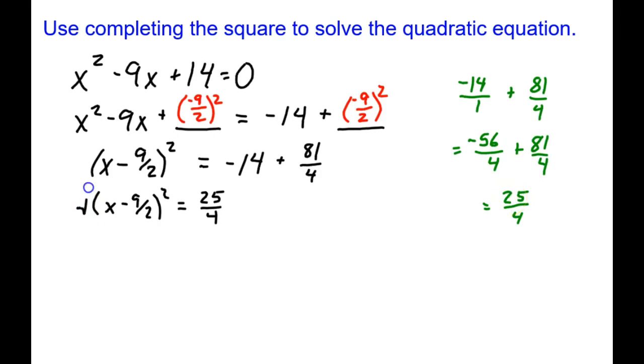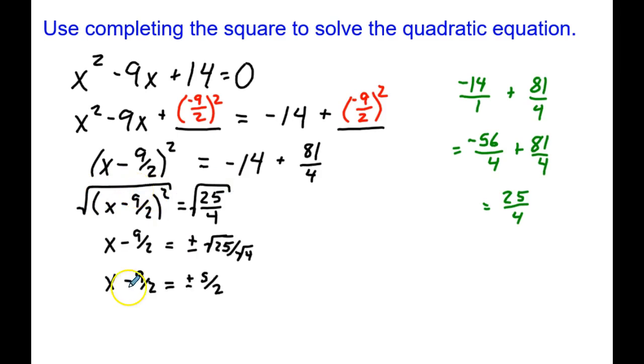Now to get x by itself, we have to take the square root of each side of the equation. Now we're going to have that squared out of the problem. So now we have x minus 9 over 2 equal to, remember we have to account for the positive and the negative. A property of radicals, if we have a fraction, I can break this up into the square root of the numerator divided by the square root of the denominator. The reason we do that, the square root of 25 becomes 5, the square root of 4 becomes 2. So when we take the square root of 25 over 4, it actually simplifies down to a nice number. Now the only thing we have to do to get x by itself is add 9 over 2 to the other side of the equation.